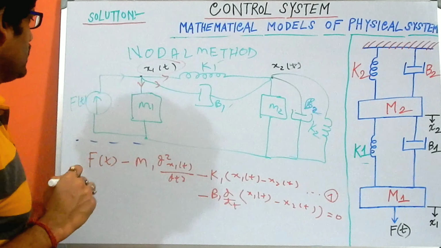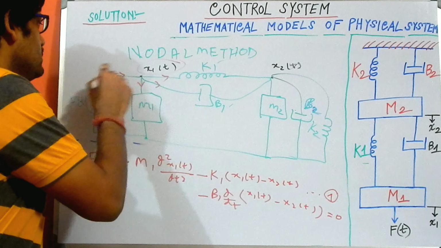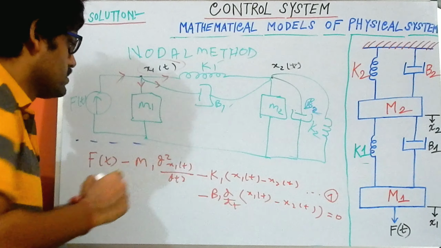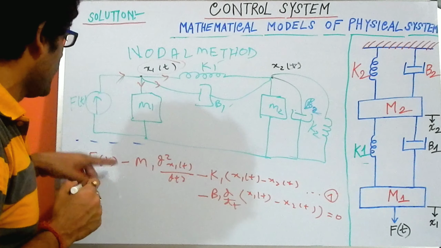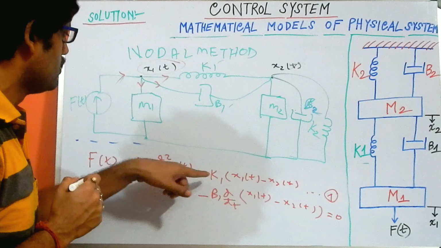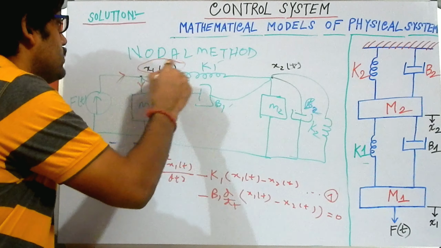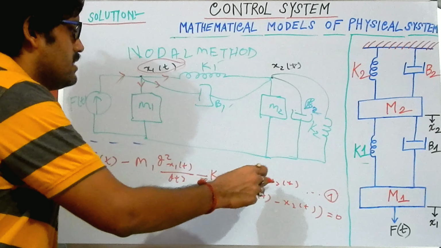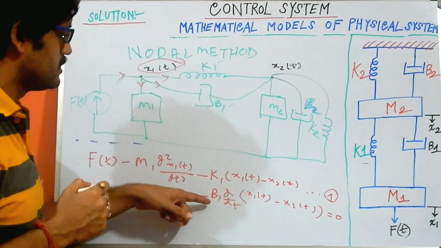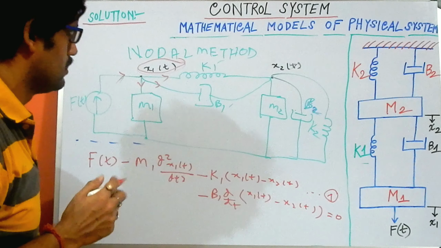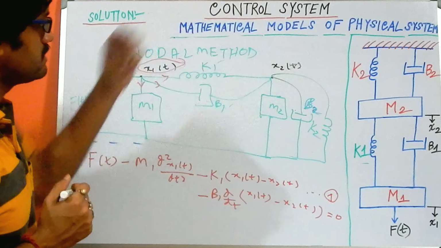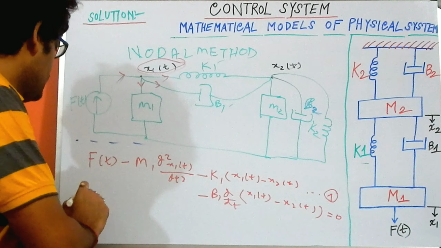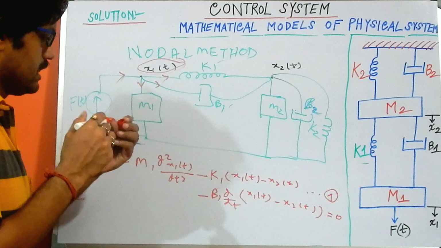I want to tell you once again: as F(t) is inward, all these quantities are outward, and this is our equation. So force F(t) minus M1 d²x1(t)/dt² minus K1 times (x1(t) minus x2(t)), taking x1 as our reference point so x1 will be greater here, and the rest of the equation is minus B1 d/dt of (x1(t) minus x2(t)) equal to 0. Now I apply the same form of equation for x2, starting with K1.